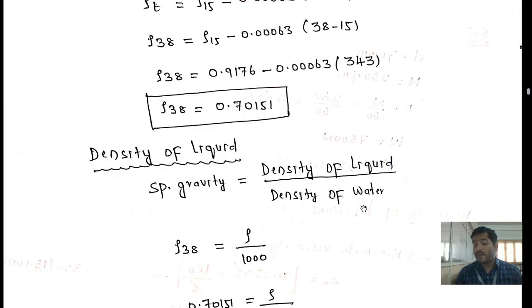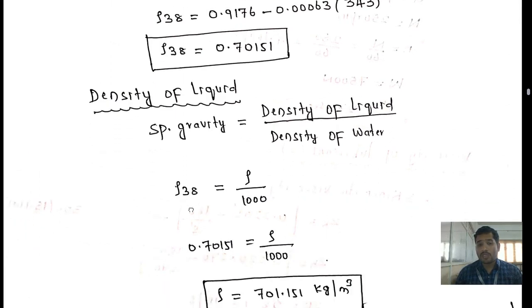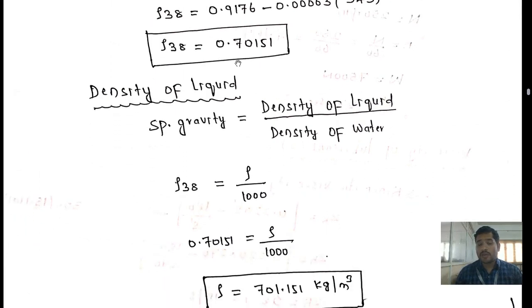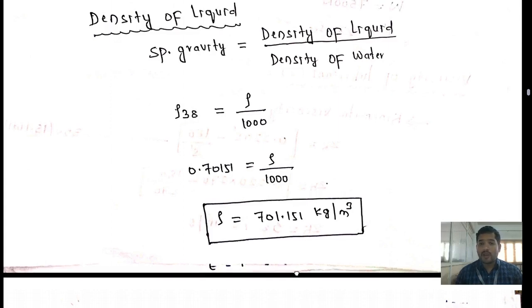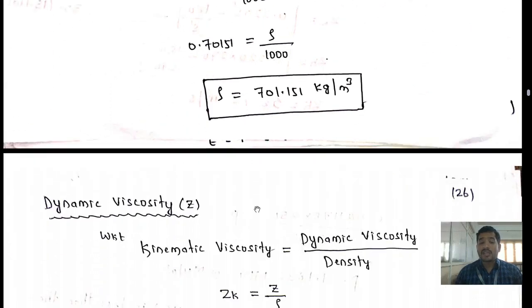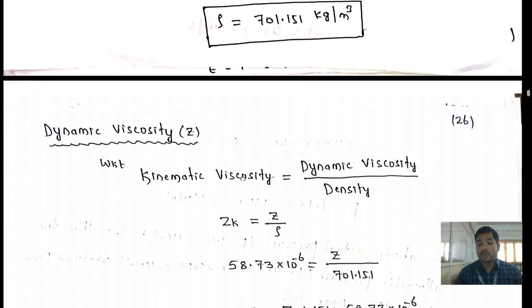Density of water is always 1000. And the specific gravity is how much? 0.70151. After that, you need to multiply 0.70151 into 1000, then you will get the density as 701.151 kg per meter cube. After getting the value of density of the liquid, our intention is that we want to find out the dynamic viscosity. We need to find it out.